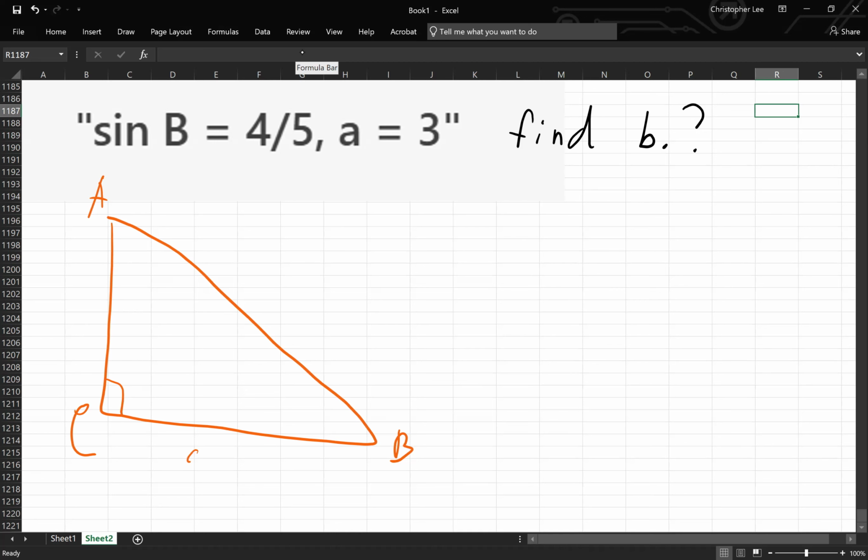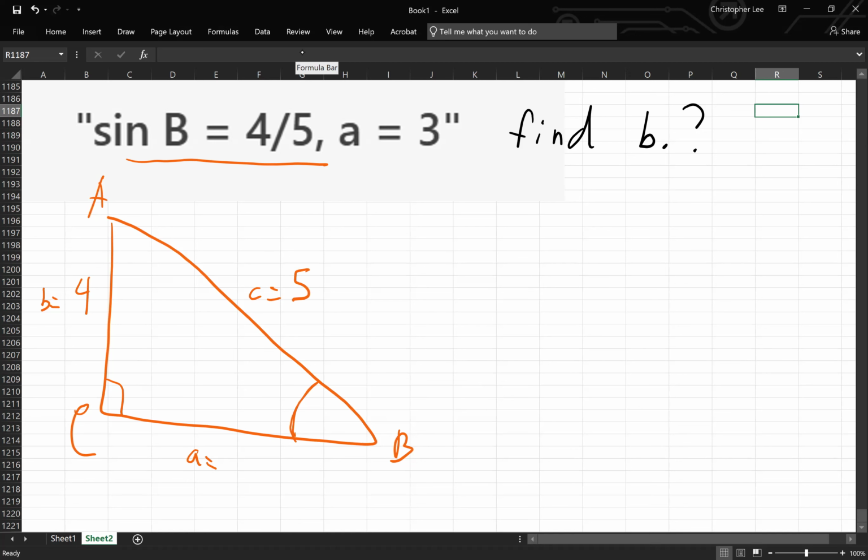All right, so this is gonna be leg A, leg B, and then leg C right here, right? So now we have sine of B. This is my angle B right here. Where am I gonna put the 4 and the 5? Sine B is equal to 4/5, right? Is it going to be in leg A, leg B, or leg C? The 4 is going to be in B and the 5 is C. Good.